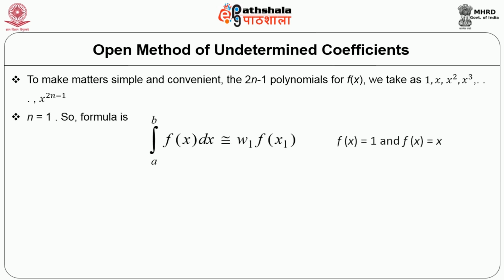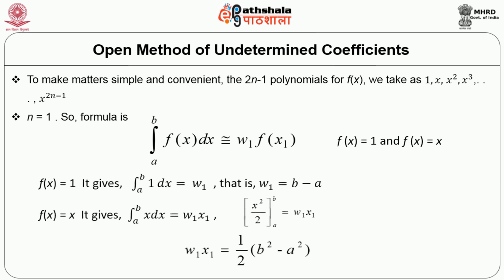Now let us take the case n equal to 1. In n equal to 1, the formula becomes of the form integral from a to b of f(x) dx is equal to w1 into f(x1), where there are two unknowns now, x1 and the weight w1. So we will assume this gives the correct result when f(x) is 1 and when f(x) is equal to x. So let us substitute in this equation and equate both the sides. When f(x) is 1, we get integral from a to b of 1 dx is equal to w1 into the function value 1. So integral from a to b of 1 dx is equal to w1.